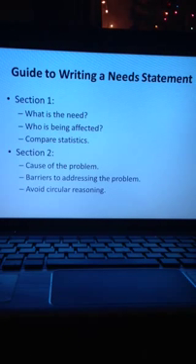The first section of the needs statement should include an explanation of what the need or problem is and who is being affected by it. You should provide information such as the number of people per 1,000 people who are being affected and describe the population in terms of ethnicity, gender, age, education level, and socioeconomic status, if it will be helpful. Also in this section, you will compare and contrast local data to state and national data.